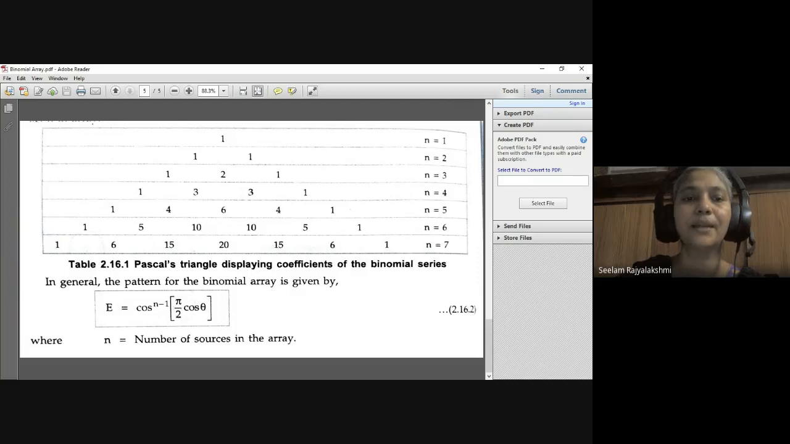In general, the pattern for the binomial array is given as E equals cos to the power n minus 1 of pi by 2 cos theta. Here n is the number of sources in the array, the number of elements in the array. So this is about the binomial array.